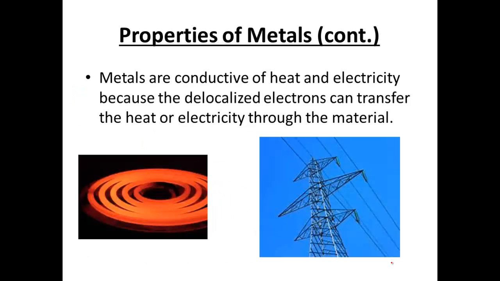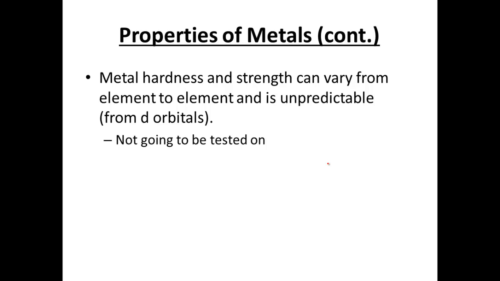Metals are conductive of heat and electricity because those delocalized electrons are allowed to transfer that heat and electricity. So we've got our hot oven from metals conducting heat, and electricity flowing through power lines. Those metals are conductive of electricity. Those electrons easily move, causing that heat and electricity to be easily transferred. A metal's hardness and strength can vary from those d orbitals depending on which element we have. Since they vary, we're not going to test on this, so you don't need to worry about that part in the notes.